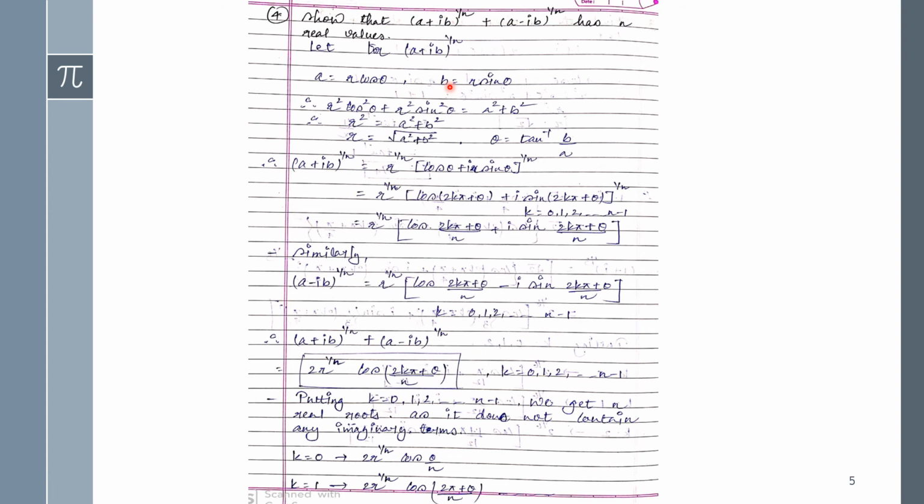Choice is yours guys, you can write anyone, whatever you like. So here I have written a equals r cos theta and b equals r sin theta, and then you have to find the values of r and theta as we did in a previous example. Now (a plus ib) whole raised to 1 upon n power will be r into (cos theta plus i sin theta), and the power 1 upon n is already given, so the answer will be r raised to 1 upon n (cos theta plus i sin theta) whole raised to 1 upon n power.